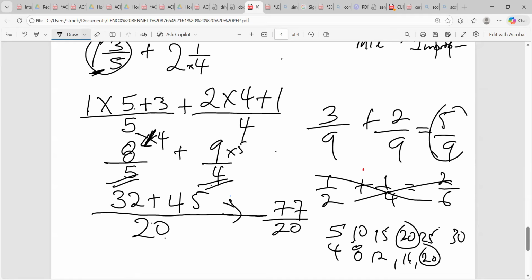How many groups of 20 can we get out of 77? Let me ask you guys that. How many groups of 20 can we get out of 77? We have 2 minutes. Let's see some answers up. Brooks.